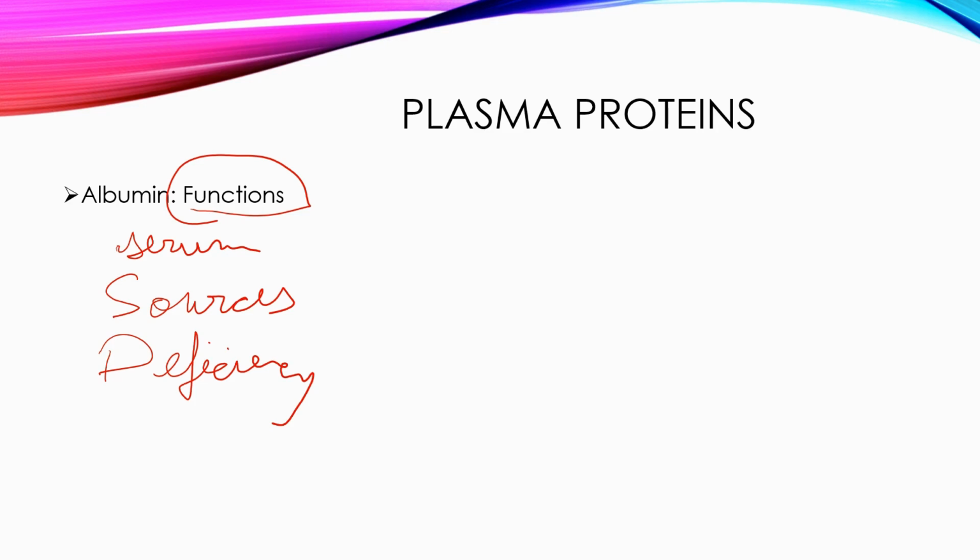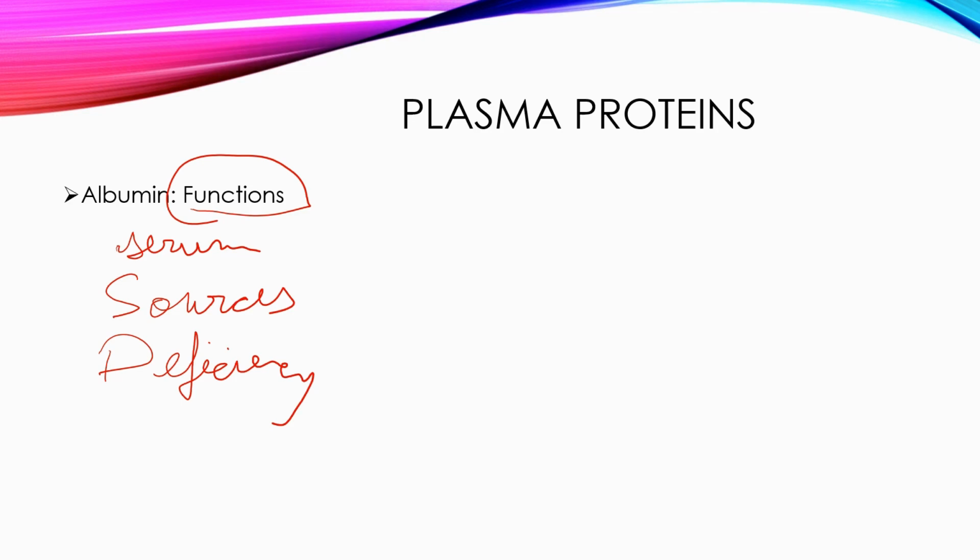In the functions, you can write colloid osmotic pressure of plasma, how it maintains it, transport function, nutritional functions, blood-brain barrier functions, edema functions, how it regulates edema. You can write all these.